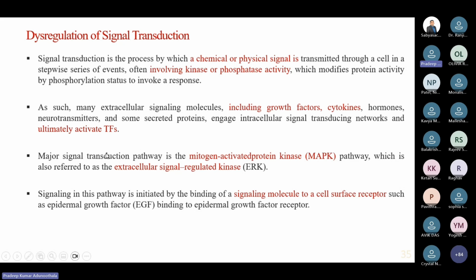A major signal transduction pathway is the mitogen-activated protein kinase, MAPK, pathway, which is also referred to as extracellular signal-regulated kinase. Signaling in this pathway is initiated by binding of a signaling molecule to a cell surface receptor, such as EGF, epidermal growth factor, and the receptor that receives that ligand undergoes phosphorylation.